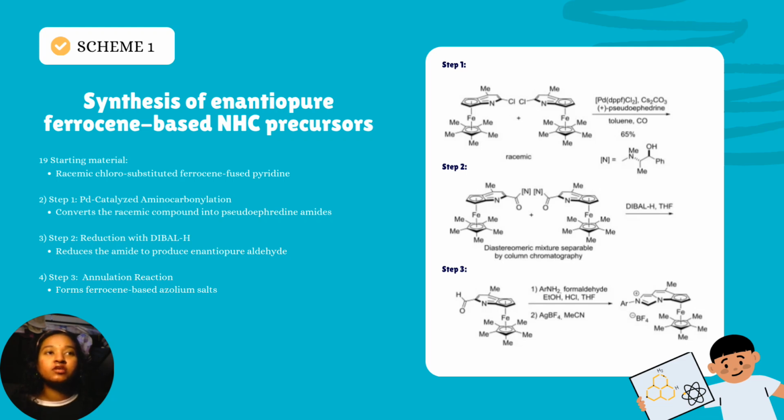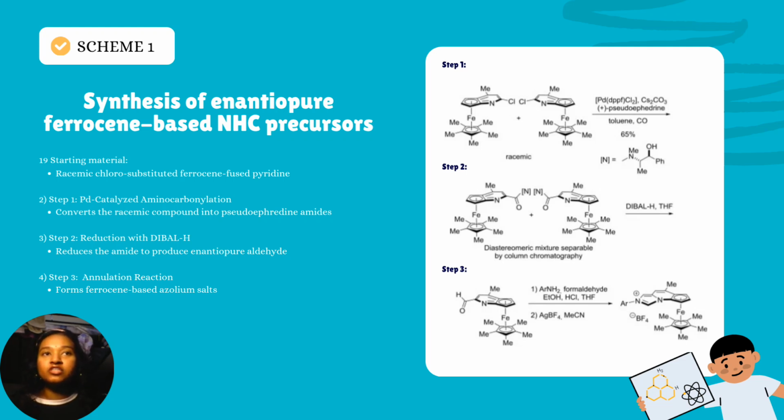The image shows the overall view of this synthesis. Let's start with the starting material. The starting material is racemic chloro-substituted ferrocene-fused pyridine, which is readily available on multigram scale. The first step is palladium-catalyzed aminocarbonylation. The racemic compound is converted into pseudo-pyridine amides. This will yield diastereomeric amides, and these diastereomers are separable by column chromatography.